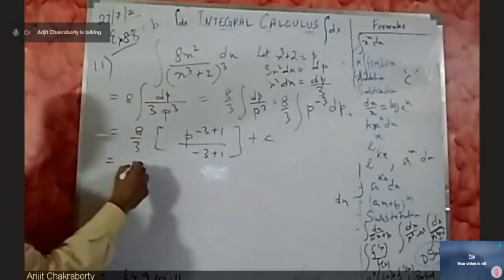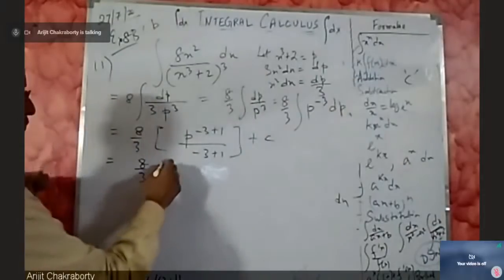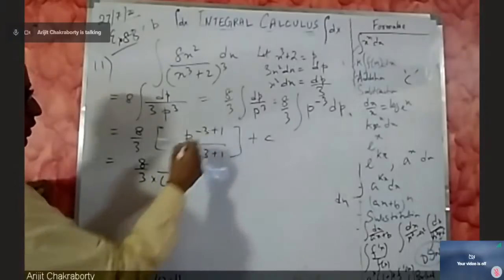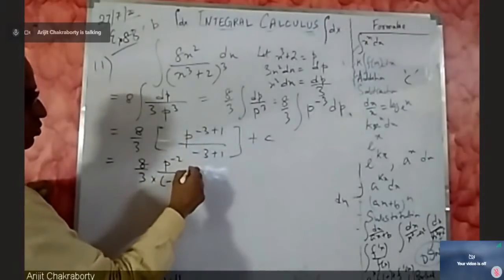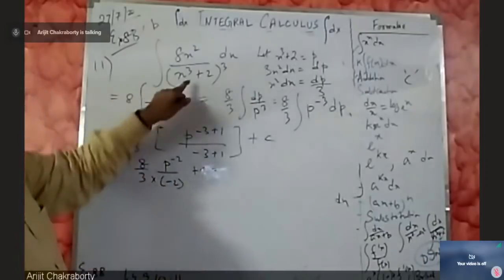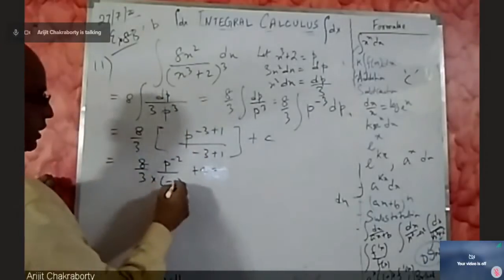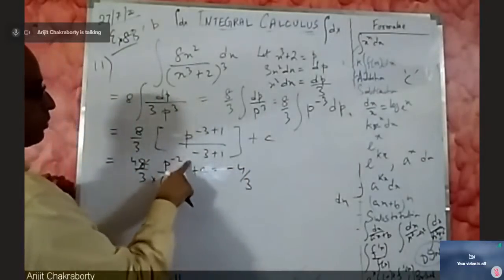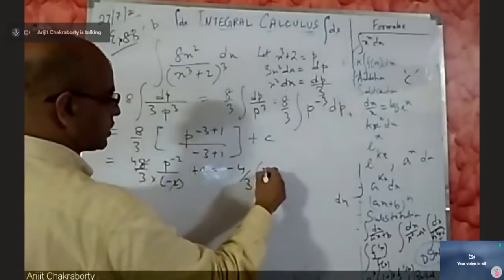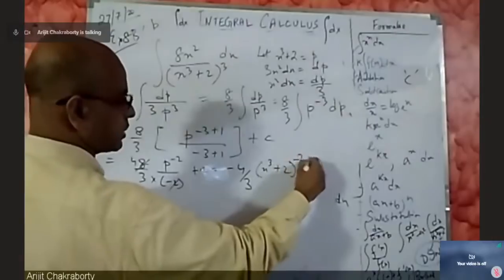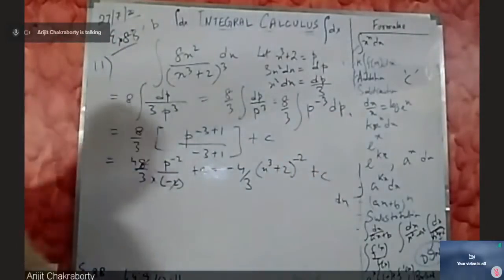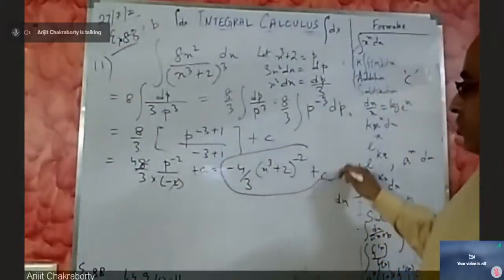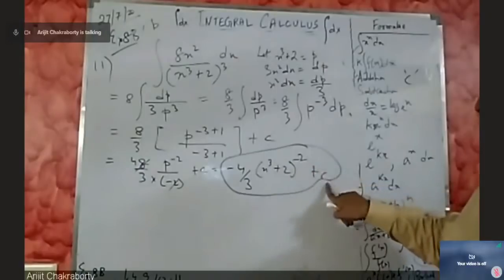Okay, so this reduces to 8 by 3. In the denominator you have minus 2, so into minus 2. In the numerator you have p to the power minus 2 plus c, but p is x cube plus 2. So the answer is, this cancels, so it becomes minus 4 by 3 p to the power minus 2, that is (x cube plus 2) to the power minus 2 plus c. The answer is minus 4 by 3 (x cube plus 2) to the power minus 2 plus c.